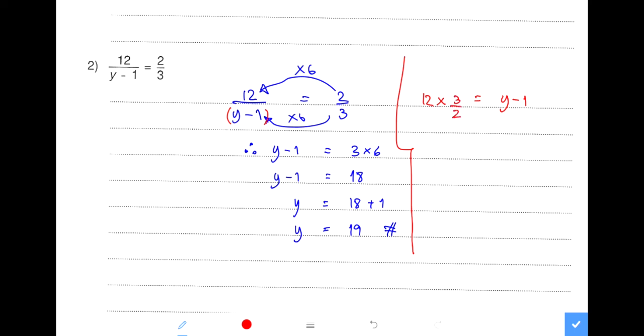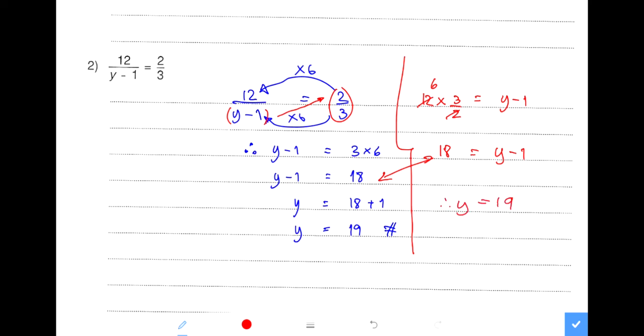This is called a transformation. You transform it, you change it to the other format somehow. You cross this one up, and then you move this 2 over 3 to the other side. And then you cut it out, it becomes 6. 6 times 3 is 18, and 18 is equal to y minus 1. You see the same thing, right? They are the same thing, so you know that your y is 19.